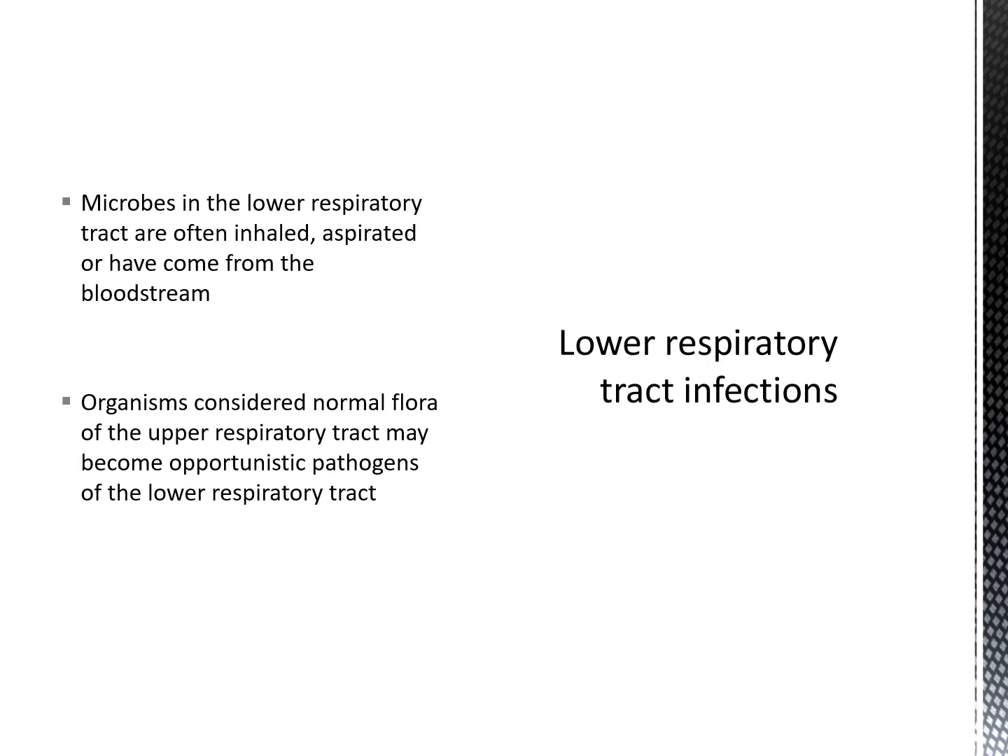Now, people that have lower respiratory tract infections usually get them in a variety of ways. They can have a respiratory pathogen that's been inhaled, or they could have what's known as aspiration pneumonia, or these organisms could have come from the bloodstream. Organisms considered normal flora of the upper respiratory tract may actually be opportunistic pathogens of the lower respiratory tract.